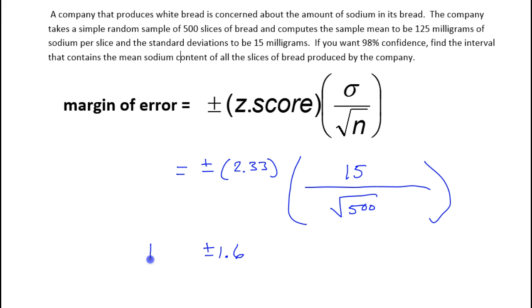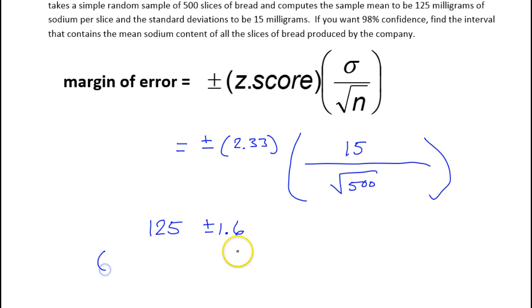So I'm going to start with the results of the sample, 125 milligrams. Now I can add 1.6 or subtract 1.6 to find out how much lower and higher I might need to go to capture the true average sodium content for all the bread produced by the company. So when we make an interval, we always want to go least to greatest. So I will first subtract 1.6 and then I will add 1.6.